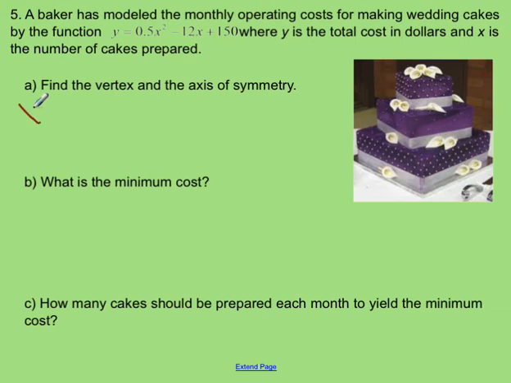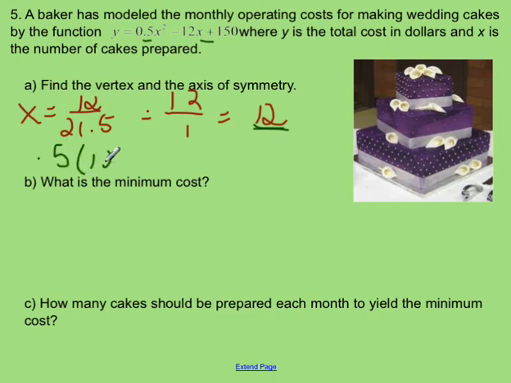I can do that. So x is equal to the opposite of my b, so b is going to become a positive 12, over 2 times a. So that's going to end up being 12 divided by 2 times 0.5, which is just 1. So then I get 12. So the x-coordinate of my vertex is 12. Now I need to take this 12 and plug it in for each of those x's. So then I get 0.5 times 12 squared minus 12 times 12 plus 150.